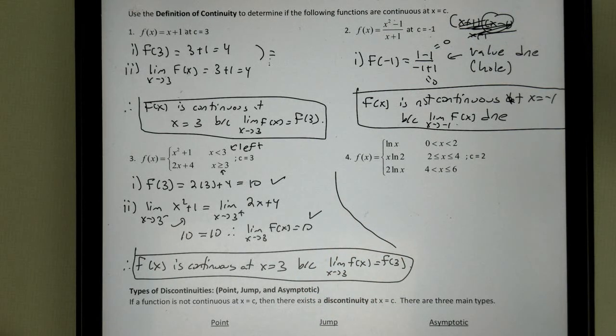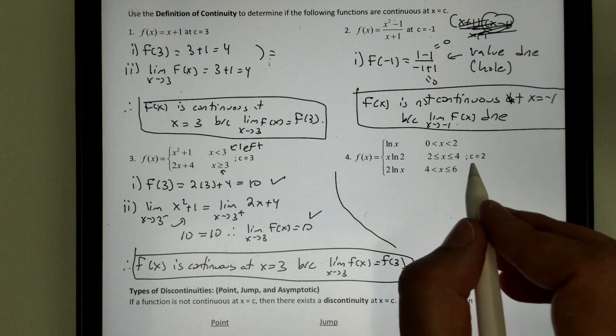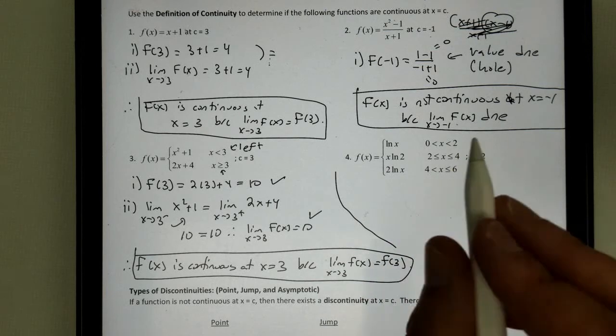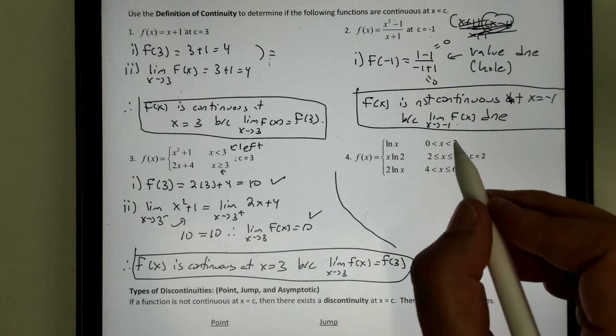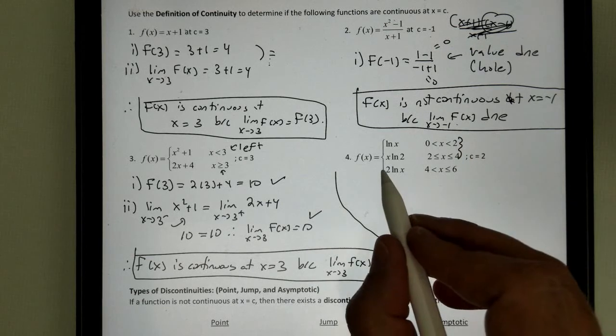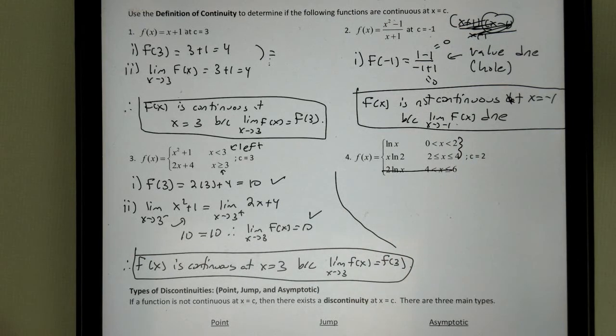All right, now this one right here, we want to see if we're continuous at c equals 2, or x equals 2. So don't panic. The only ones that have a 2 are the first two. So I really don't need the bottom one, because that's only dealing with 4 and 6.